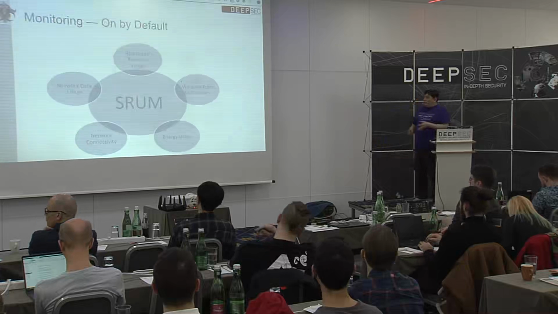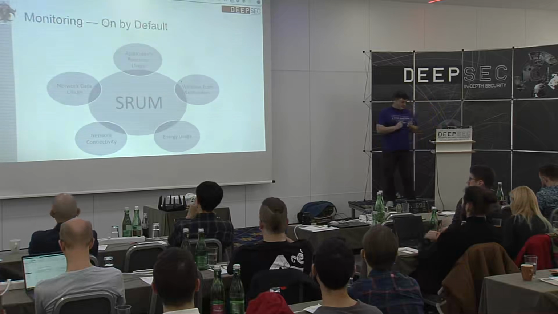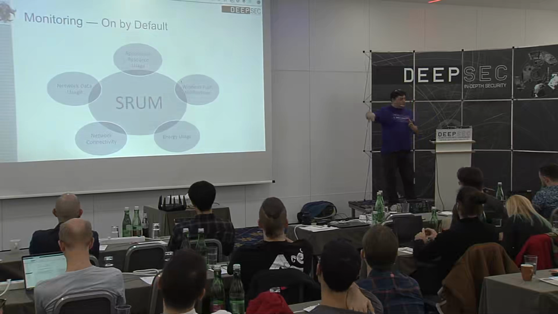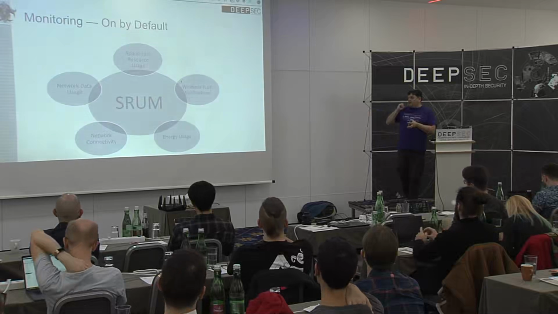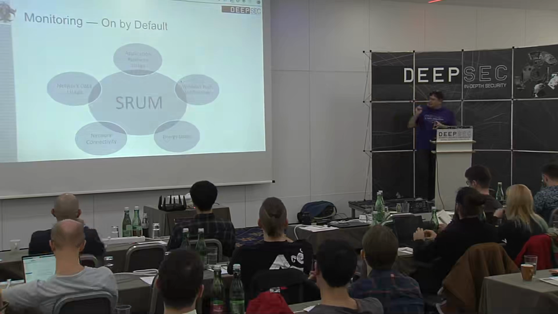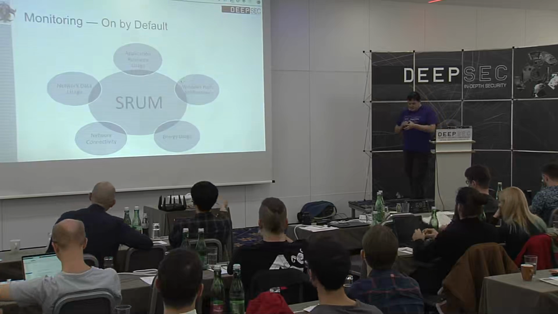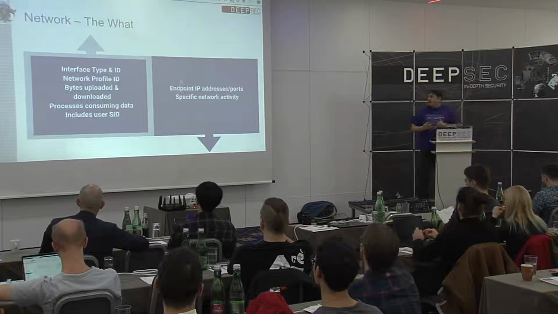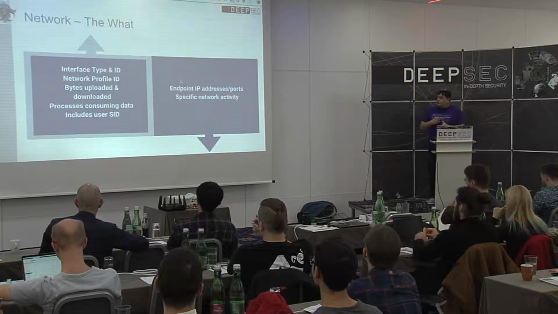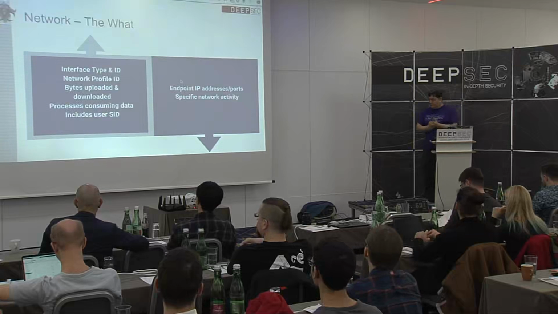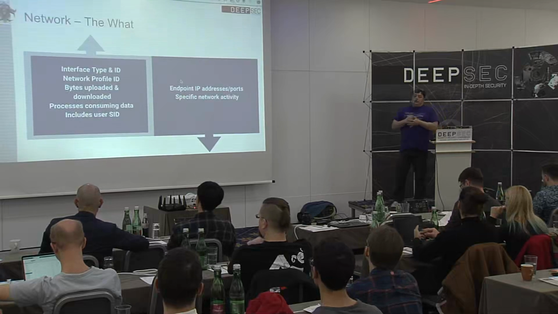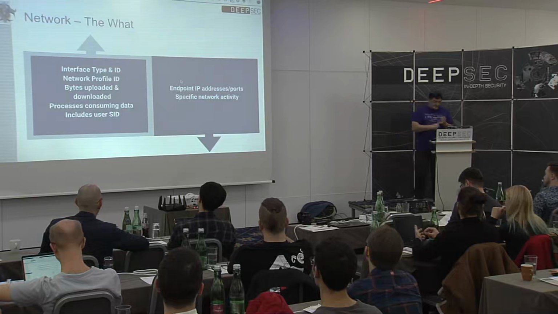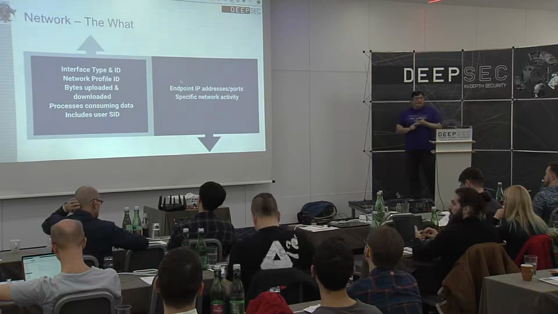The parts that it provides, so it's monitoring on by default, but it provides application resource usage. It provides Windows push notifications. So when you get those notifications on the sidebar or whatever, it captures that. It captures energy usage. I was like, that's interesting. Network connectivity and network data usage. There are some constraints to what it captures, but it's quite interesting. So the positive side on the network is that it captures which interfaces you're using, which network profiles you're using, how many bytes are uploaded and downloaded, and which process ID and SID is consuming all this information. But it doesn't have endpoint IP addresses, doesn't have ports, and doesn't have specific network activity.